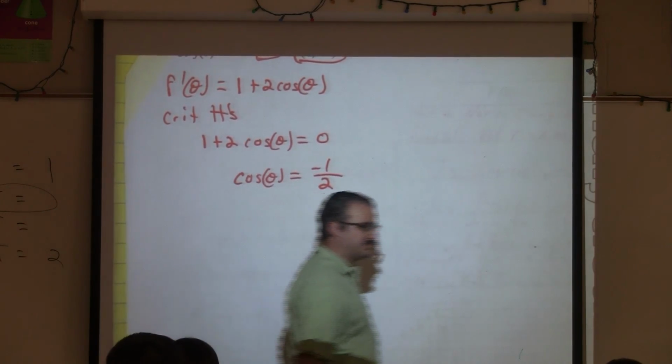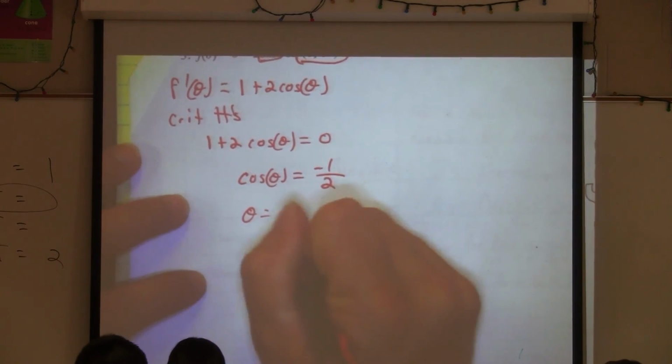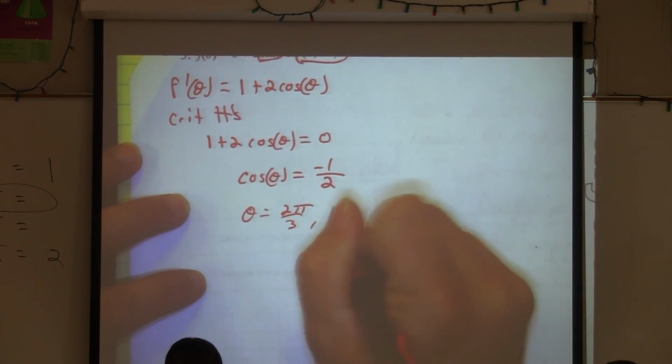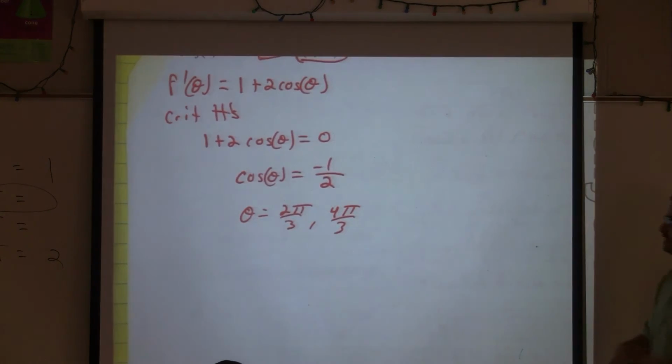So what are the thetas for this answer? 2 pi over 3 and 4 pi over 3. You see how I did that? Did you see the thought process that went into finding those answers?